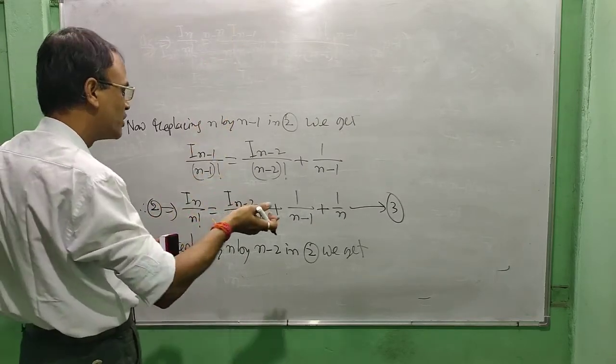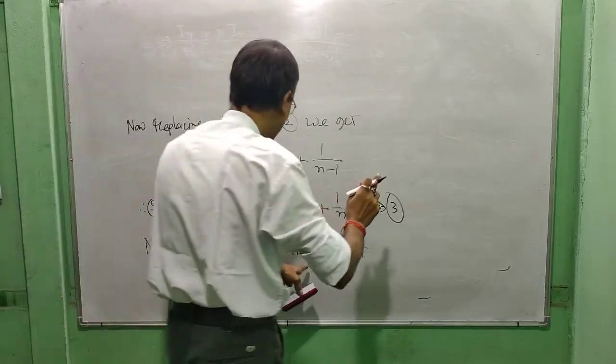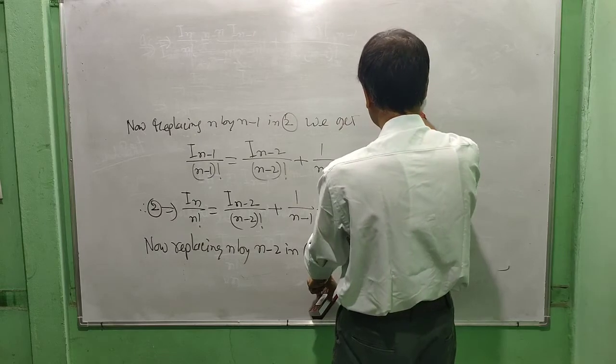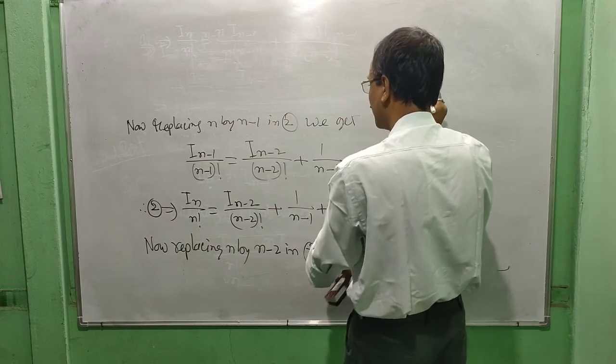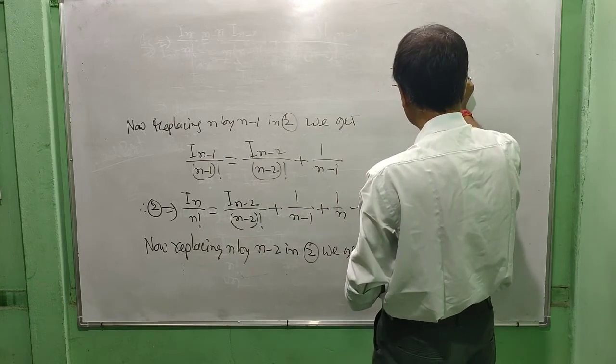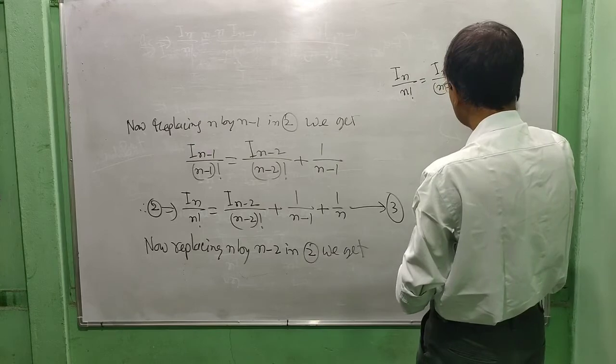Thus we have n by n minus 2. What was our 2? I_n divided by factorial n is equal to I_(n-1) by factorial n minus 1 plus 1 by n.